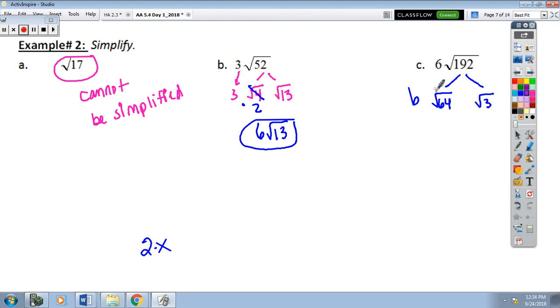The square root of 64 is 8. And I should say, when you take the square root, do not bring the symbol with it. It now has become an outside number 8. And it's understood multiplication. 6 times 8 is 48.